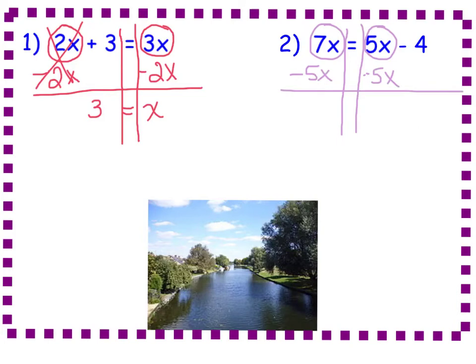So on the left, I end up with 2x. On the right side, I end up with negative 4. Then my last step is to divide both sides by 2. So x is equal to negative 2.